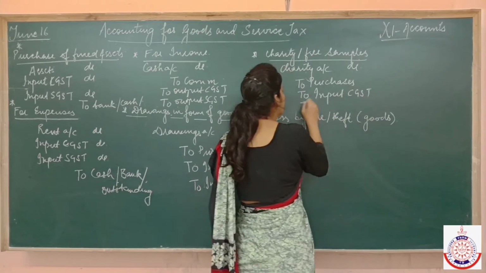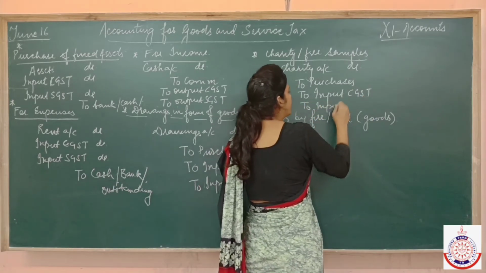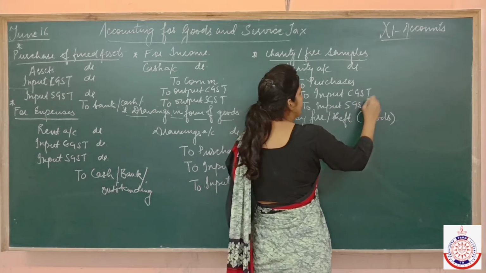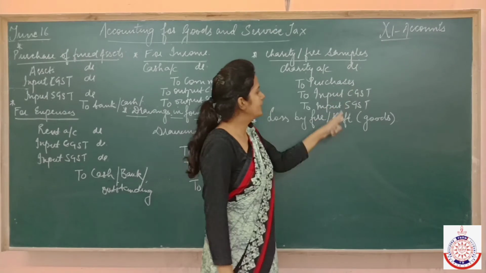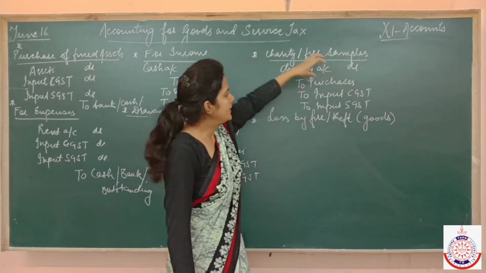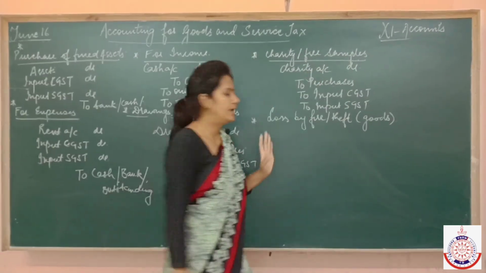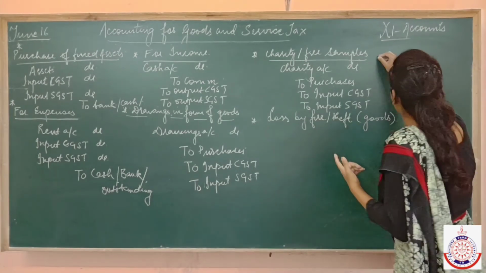CGST and input SGST. This amount will be in debit, rest all the amounts will be on the credit side, and debit should be equal to credit. Let me tell you how I'm saying.